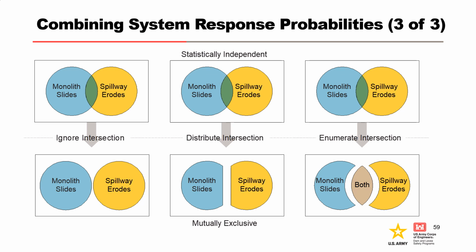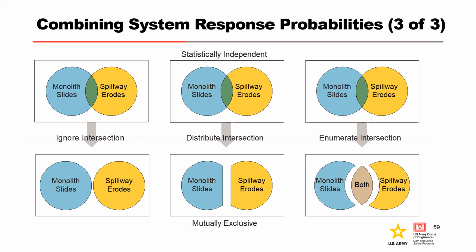This slide gives a visual of the three methods that I just discussed, where we can ignore, distribute, or enumerate the intersection. Each of these methods provides ways to go from statistically independent failure modes to mutually exclusive failure modes, but none are without limitations or drawbacks.